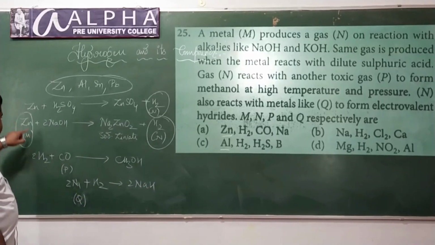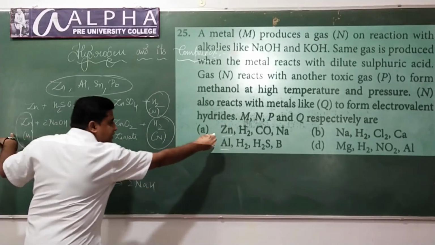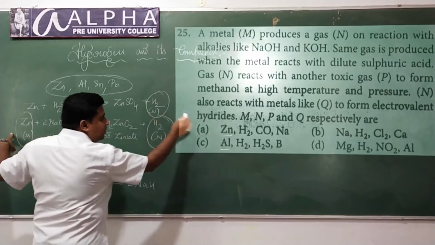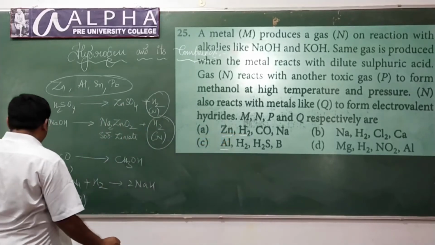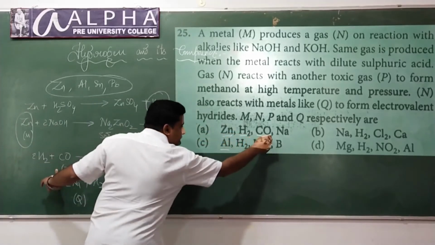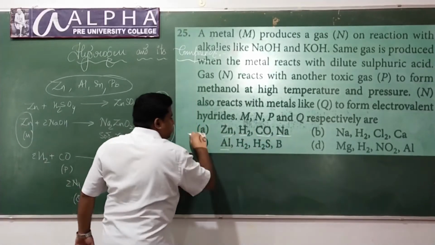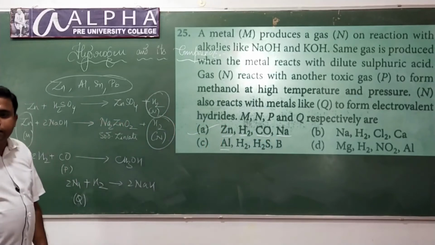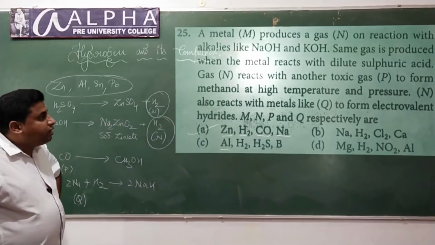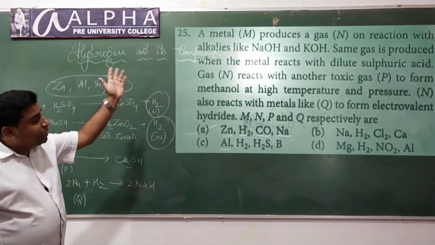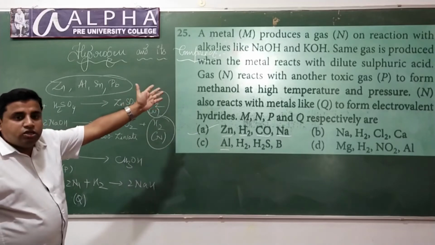Look here, M is zinc, N is hydrogen, P is carbon monoxide, Q is sodium. What is the correct option then? A is the correct option. Understood? Clear? So it seems to be very big but it is a very simple question. So we'll go with the next question.